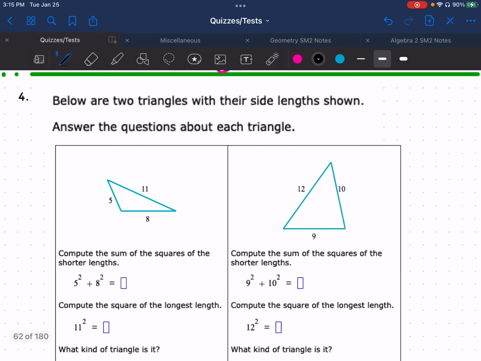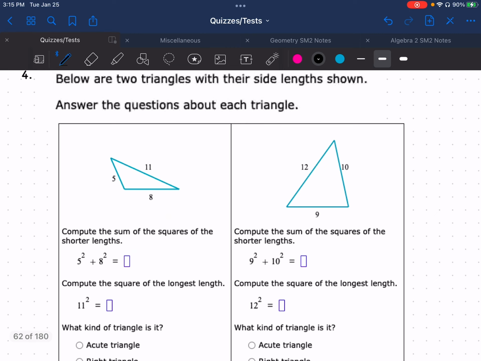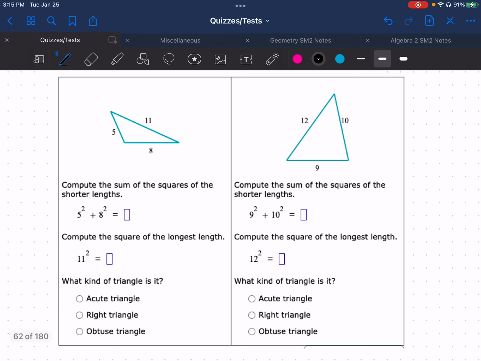All right, continuing with 5.1, you are going to get a question asked to answer about triangles. This is the converse. So basically all you have to do for these questions, let me grab my laser right here, is put this problem into the calculator, this part right here, hit the equal sign and give me the answer. So 5 squared plus 8 squared, you can put it in all at once, is 89. And then 11 squared is 121.